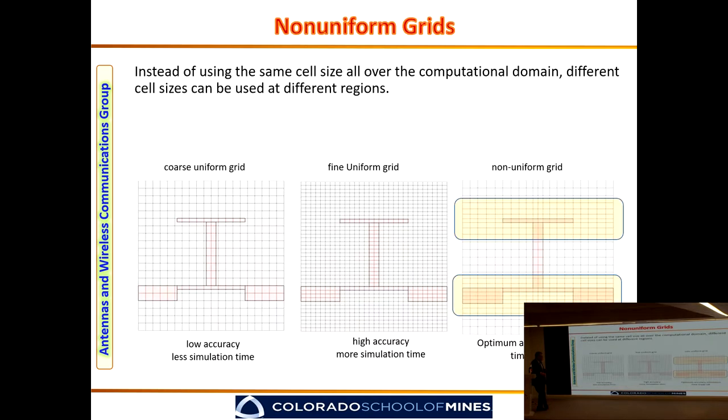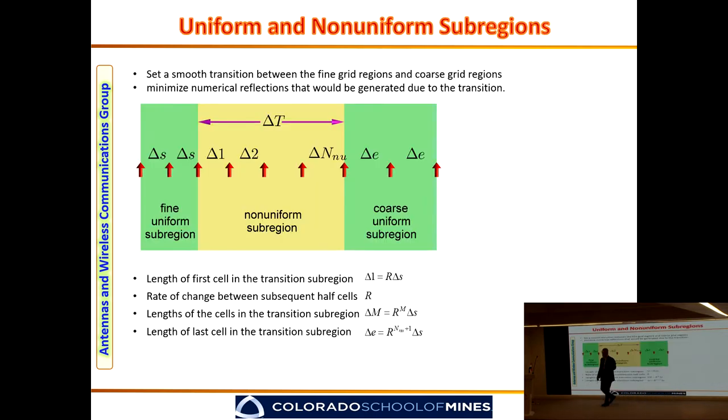Okay, to speed up the finite difference calculation, we also can use non-uniform discretization or non-uniform grid. For example, for a configuration like this, to get accurate results, you have to go to this fine mesh. But you can get the same result by having finer mesh here and finer mesh here. And the number of cells in this configuration is much smaller than the number of cells in this configuration. And we can get the same results.